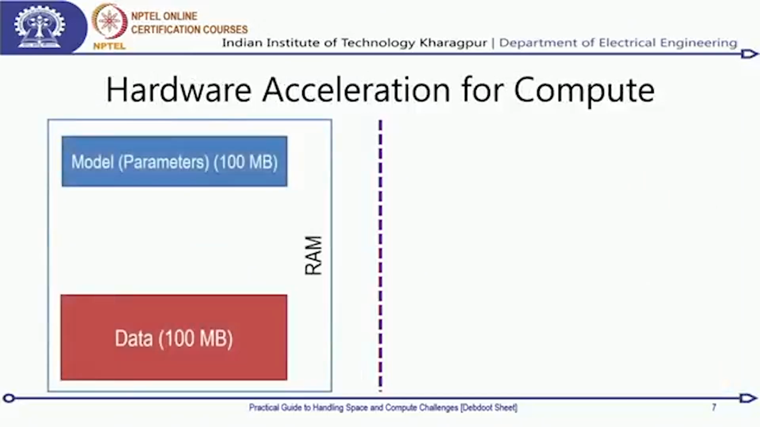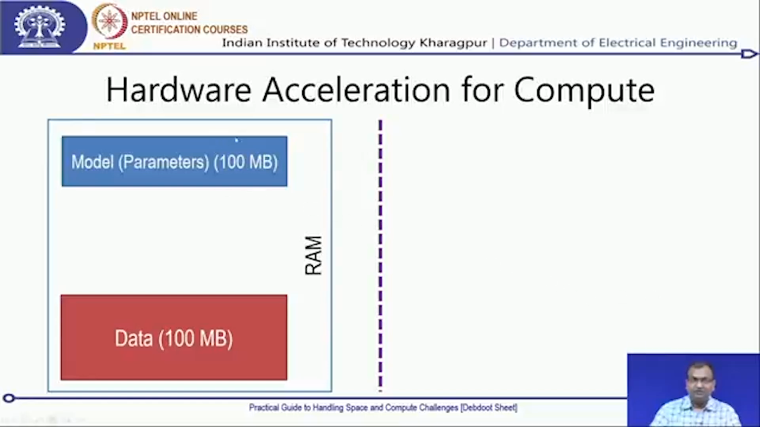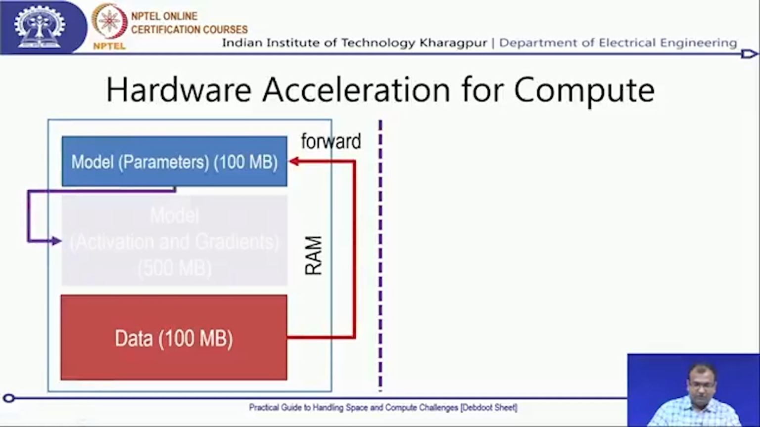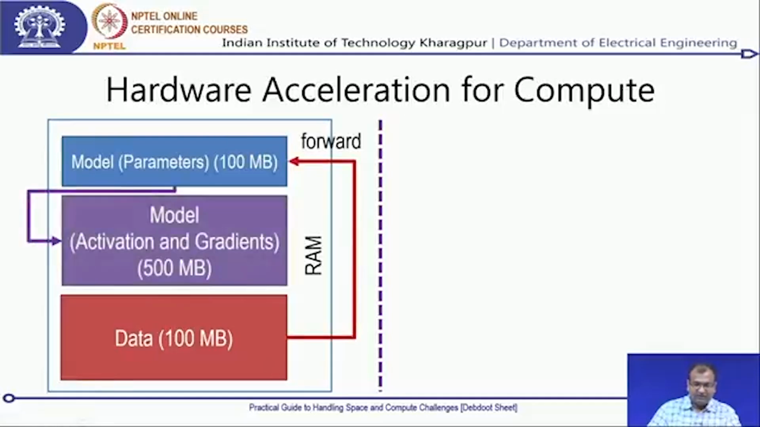Now, the next part is hardware acceleration for compute. Typically, when we are doing it on the CPU side, I have my model and the parameters of the model which reside on the RAM, and I also have my data present on my RAM. Now, what I do is a forward pass and then I get the activations and the gradients, and we had done a plain, simple calculation of the total number of floating point operations and everything it requires.